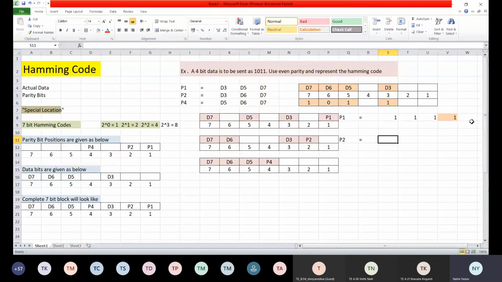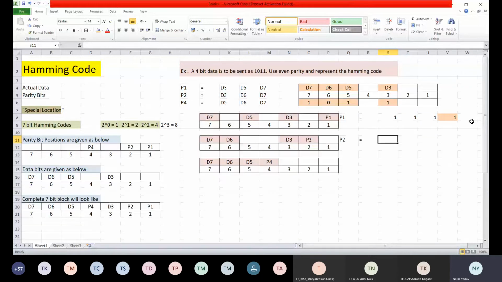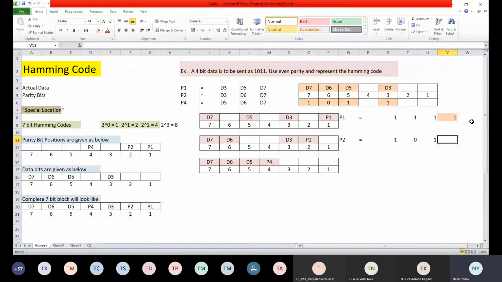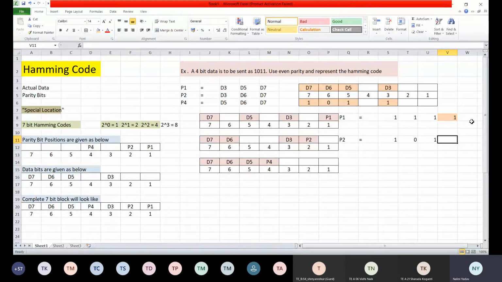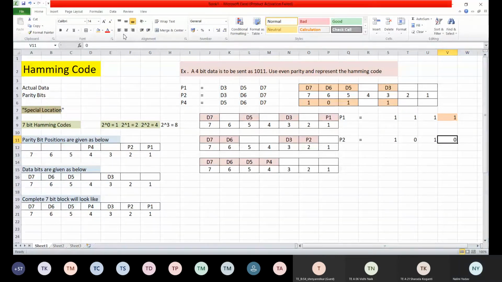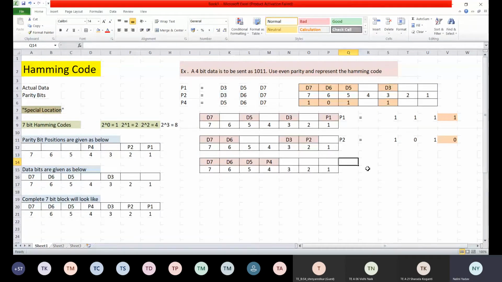Fine. So for P2, which bits are considered? D3, D6 and D7. D3 is 1, D6 is 0 and D7 is again 1. Correct. Now to make P2 an even parity, we don't need any more ones, because there is already an even number of ones present. So what will we append? We will append 0 for this. I hope this parity bit concept is clear. Have you understood why I appended 0 here and 1 over there?